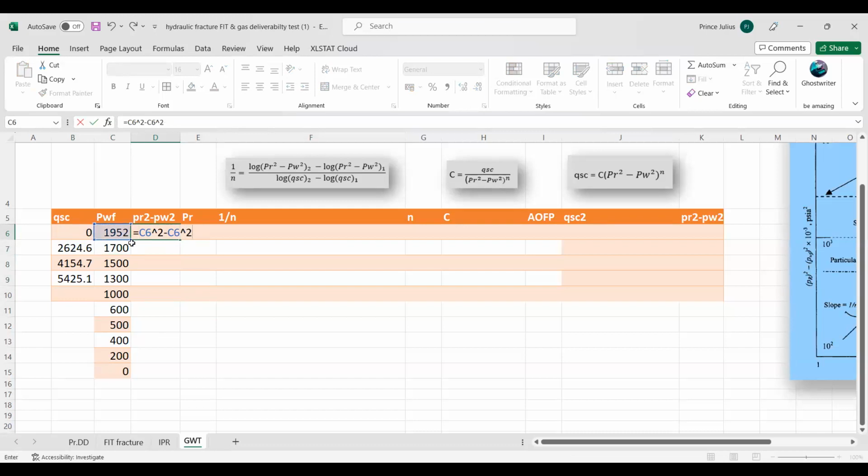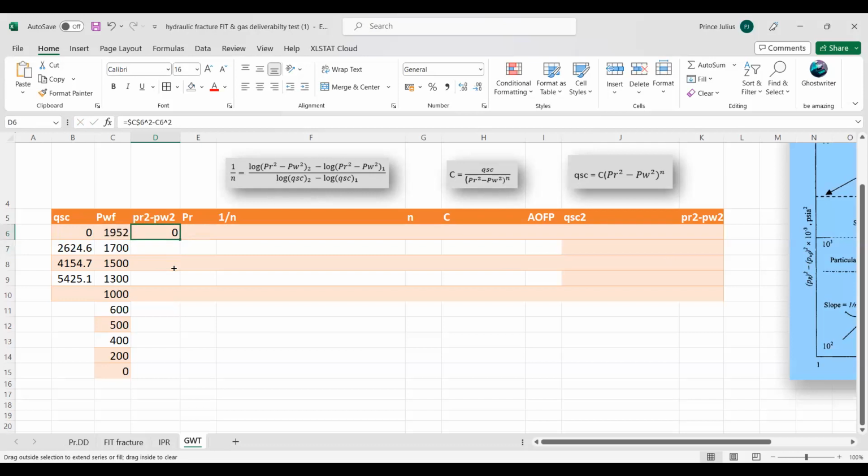Okay, so I have to equate it. I got the y. Why? Because 1952 square minus 1952 square, it will be 0. Right now, what I will do is, I want to see PR square is constant in the formula. PR square is constant, but PW square only will change according to the table. So for that, I am making this as function F4. So I am keeping that as constant. So that will be 0.